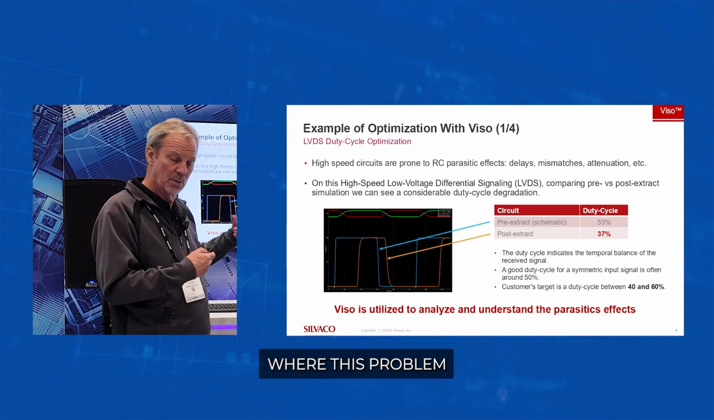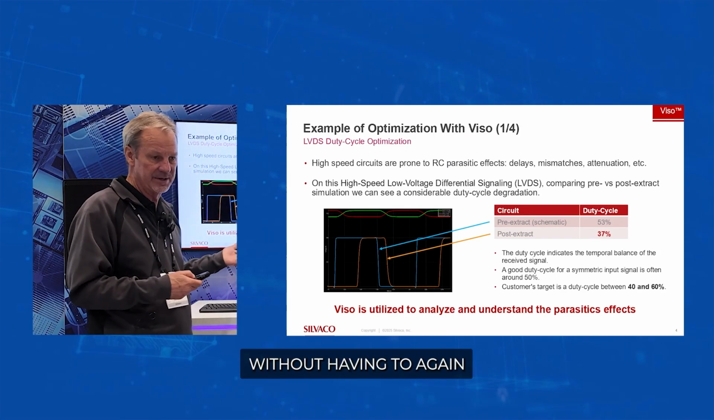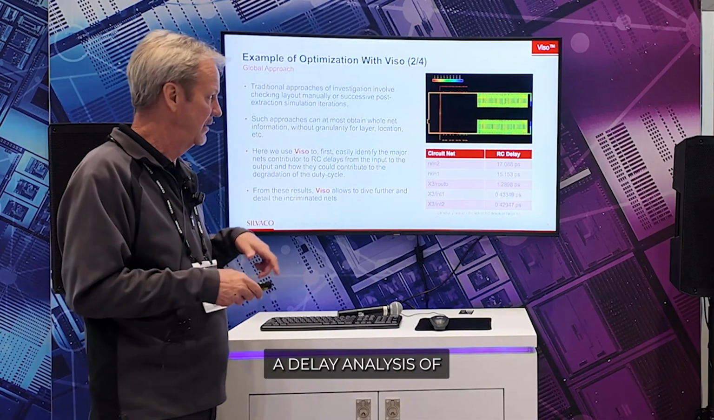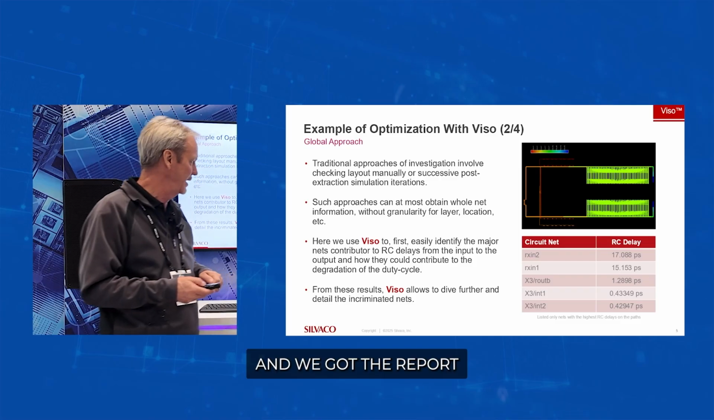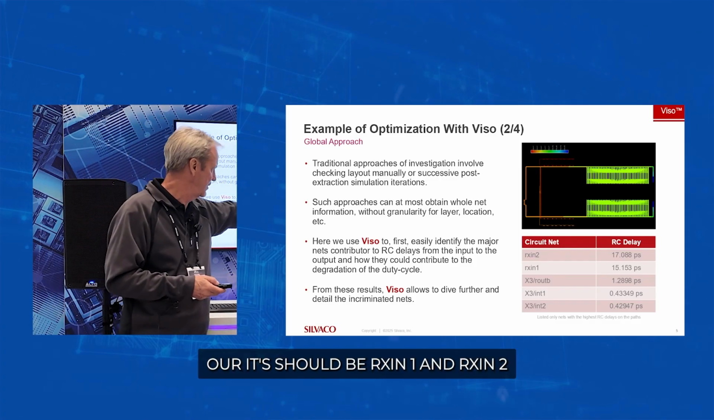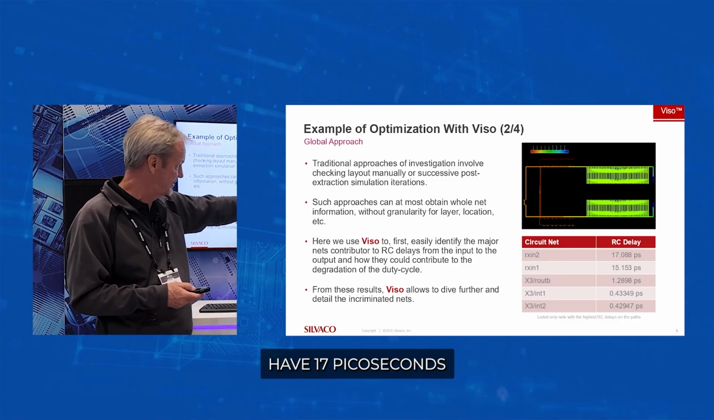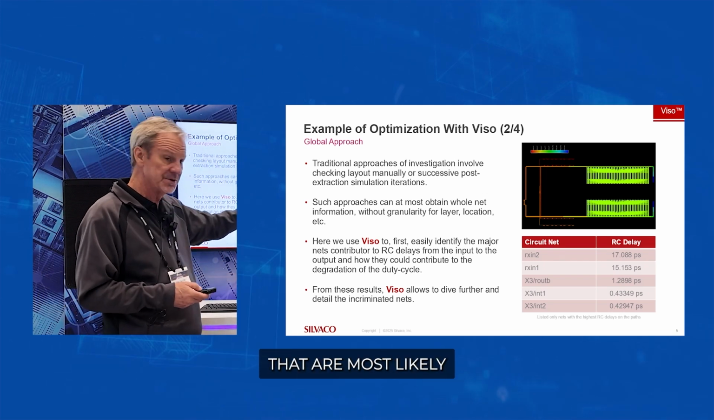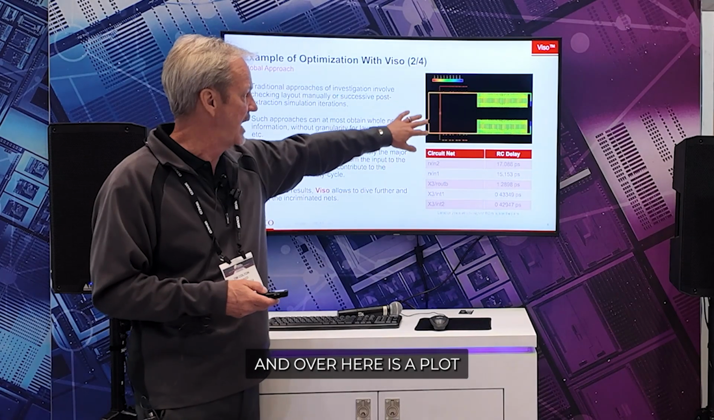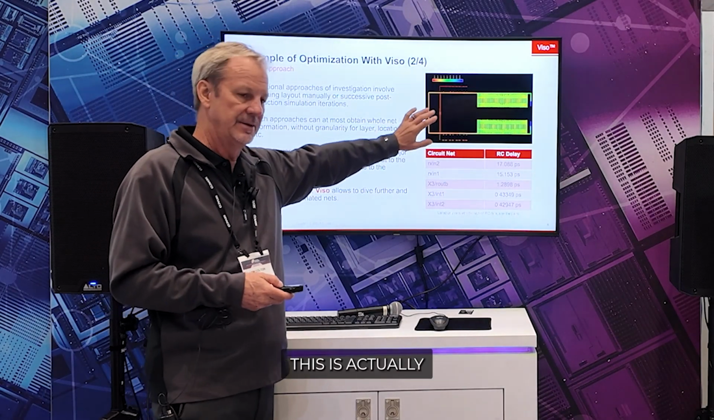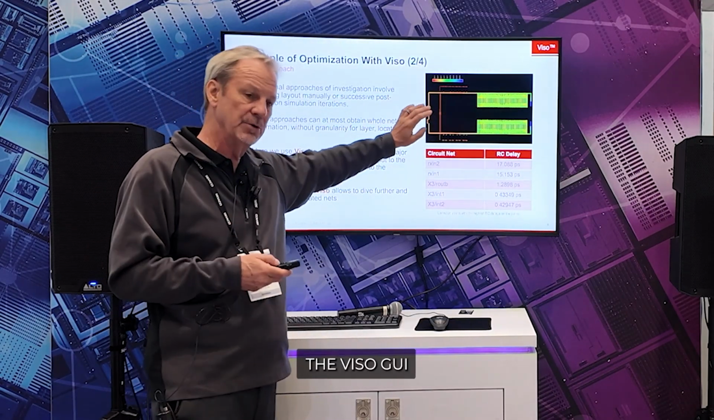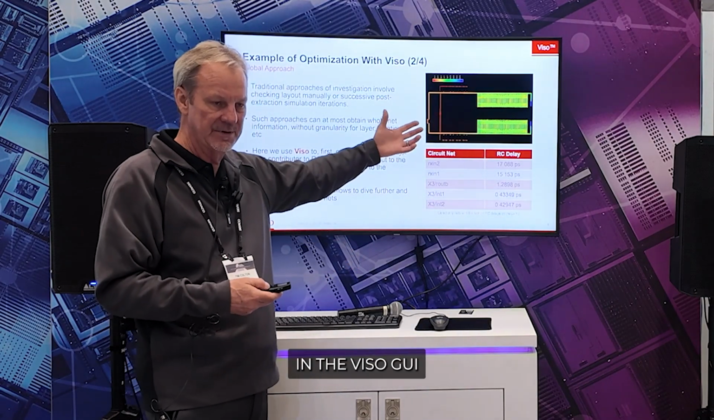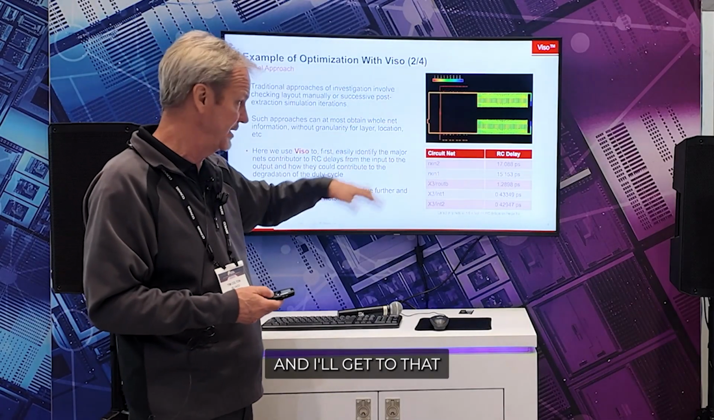So we want to analyze where this problem might be without having to go into the lengthy simulations again. We've done a delay analysis, this is a subsection of it, and we got the report, and it says RxN1 and RxN2 have 17 picoseconds and 15 picoseconds of delay respectively. So those are the ones most likely causing me problems. Over here is a plot, and this isn't layout. This is actually the Viso GUI, and it takes the DSPF in and represents the layout in the Viso GUI. You can overlay that on the GDS, and I'll get to that a little bit later.